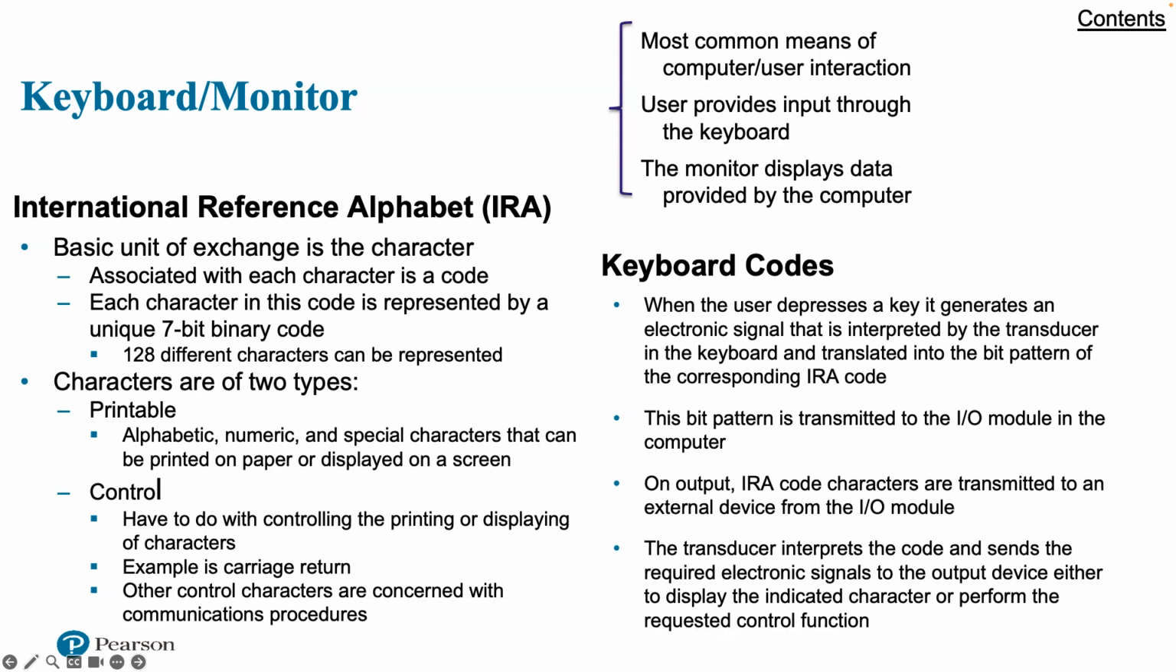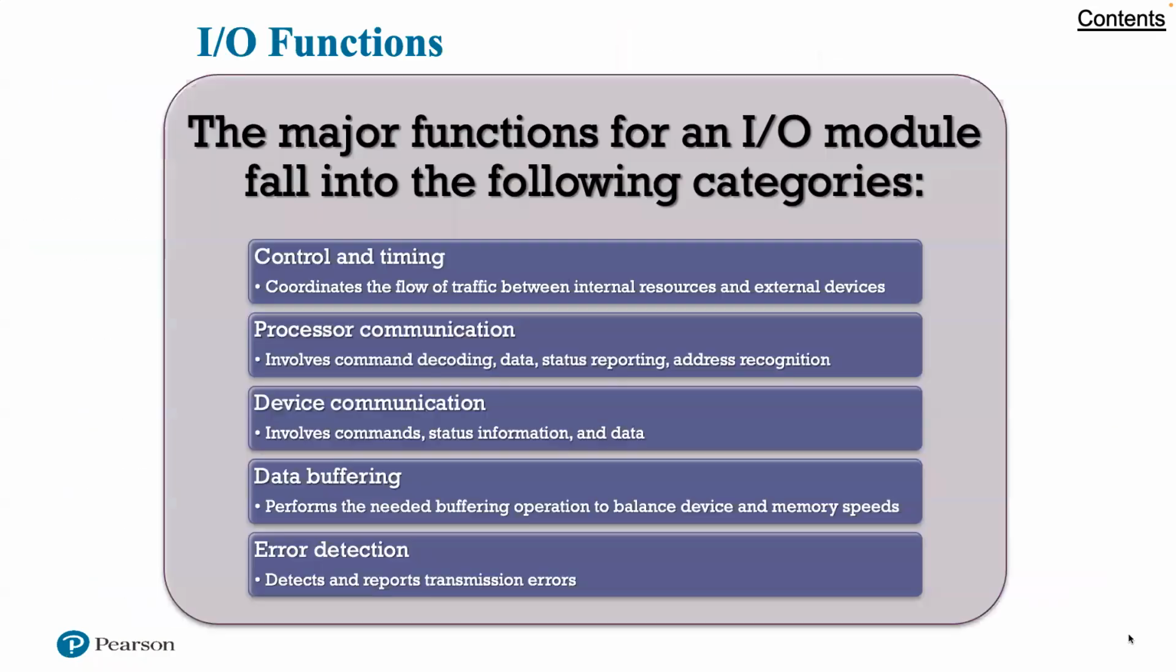Another type of code is ASCII, and that may be a term that some of you have heard, but here we're talking about the IRA. So that is another example of a code that things can be laid out in.